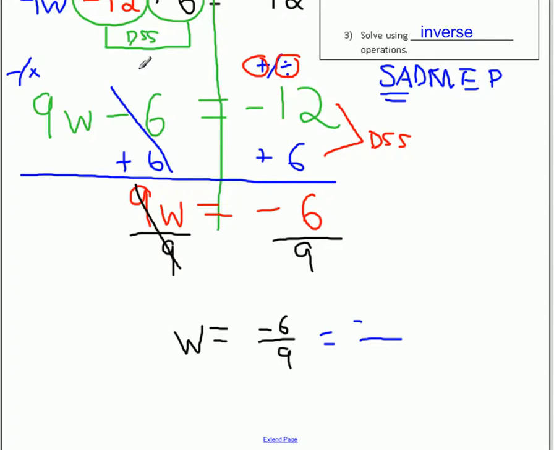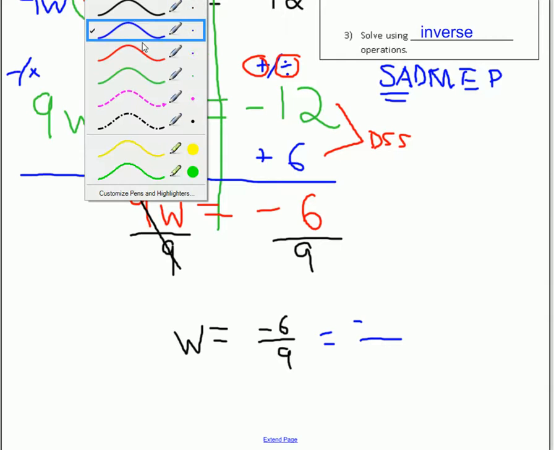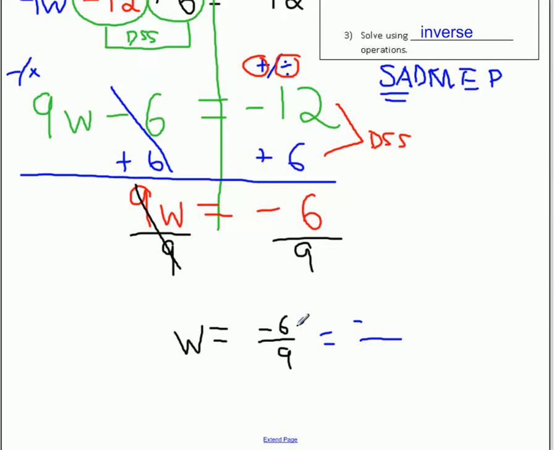Alright. If you're unpausing the video, then you're good. You can divide both the top and the bottom by 3. Sorry, my handwriting's terrible. So negative 6 divided by 3 is negative 2, and 9 divided by 3 is 3. So my final answer would be negative 2/3.